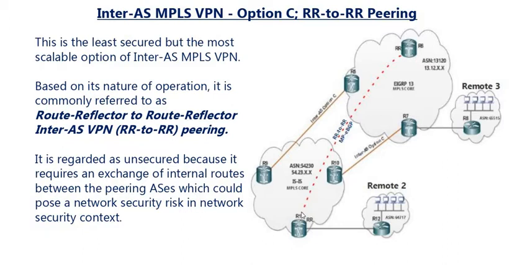And this already poses a network security threat, especially when you are looking at the ASs in the light of different organizations. It is regarded as unsecure because it requires an exchange of internal routes between the peering ASs, which could pose a risk in the network security context. So, usually, ISP to ISP always do everything in their capacity and with respect to their internal security policies not to exchange internal details of their network.